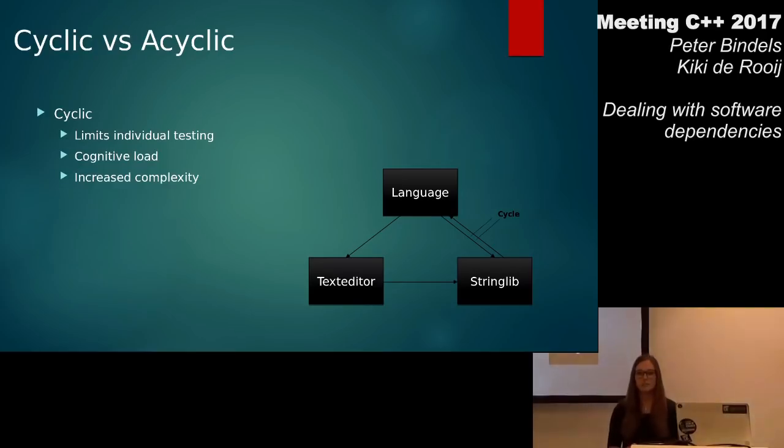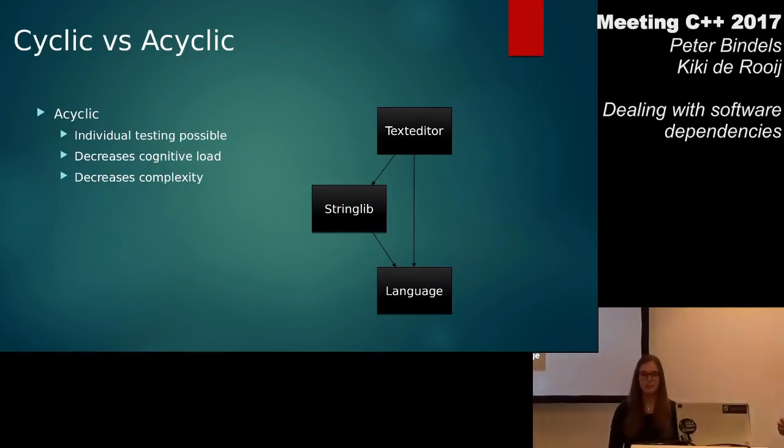So if we remove one of these dependencies, then we will have an acyclic dependency. And an acyclic dependency means it's just a dependency that is not cyclic. So now it's possible to test the components individually. Still need to do that in a certain order. First need to test language, then stringlib, and then text editor. But individually testing is possible.